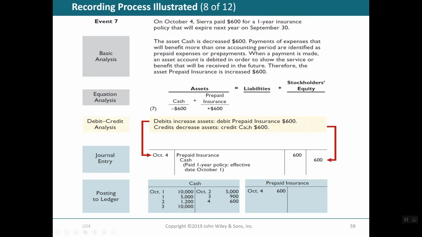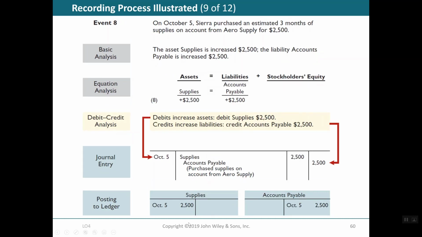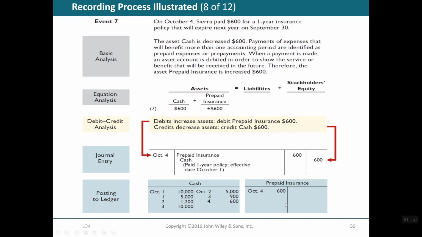So increasing assets, that is debit. And a decrease in cash is credit. So we're going to credit the cash account by 600. Okay. So in our journal entry, we have prepaid insurance, an increase in that, which is an asset, is debit, and cash is reduced, so a reduction in our cash is credit 600. All right. So posting to the ledger, no, sorry, not October 1. We have October 4, $600, what we used to pay for prepaid insurance. And then under prepaid insurance, we have $600 October 4.